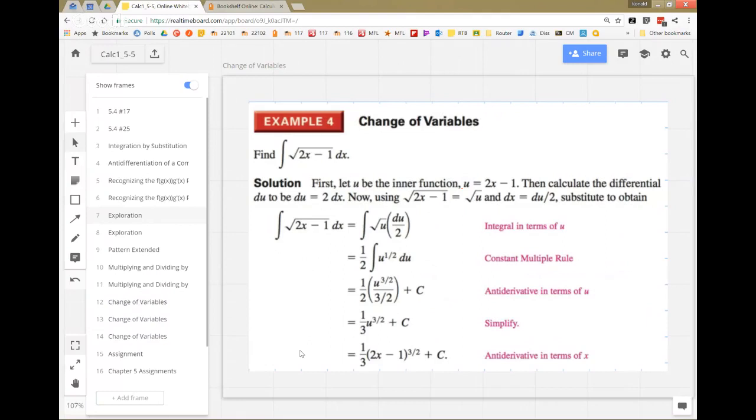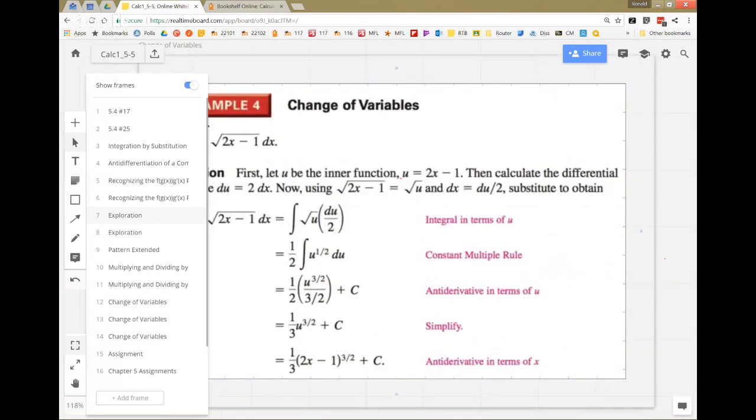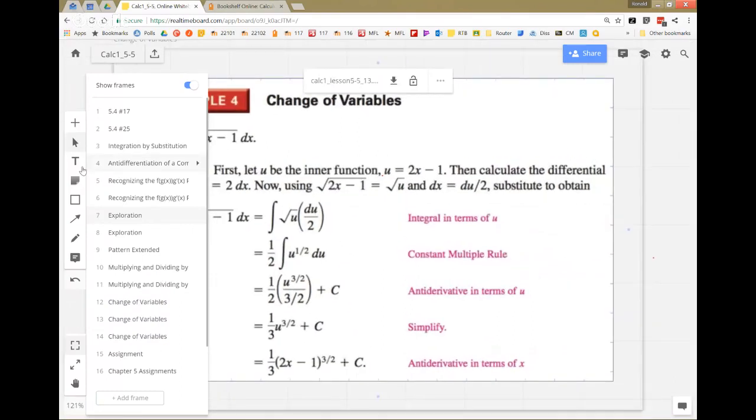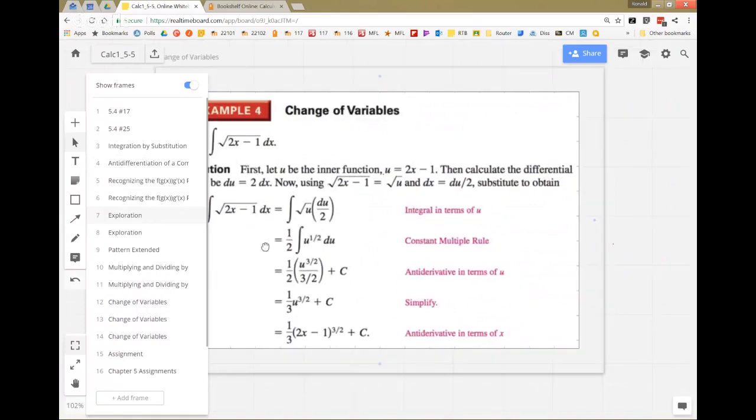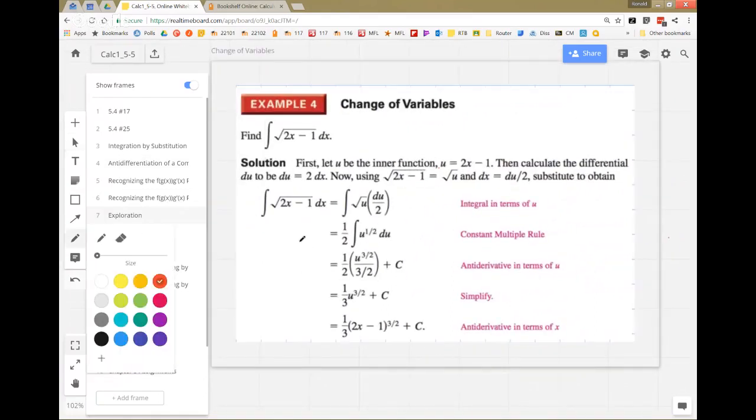Okay, so what you can do is take the innermost function and set that equal to u. This makes it a little bit easier. u equals 2x minus 1.